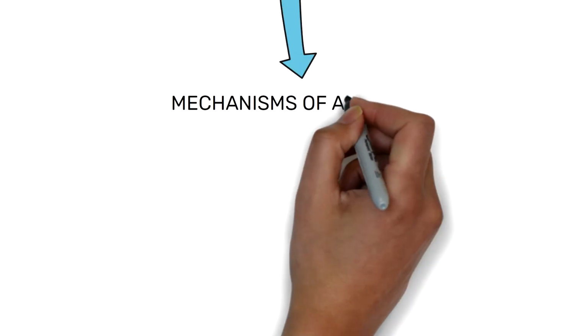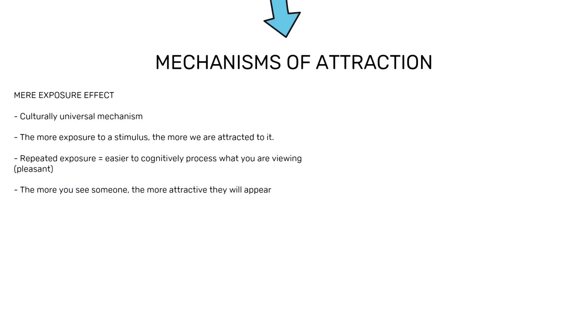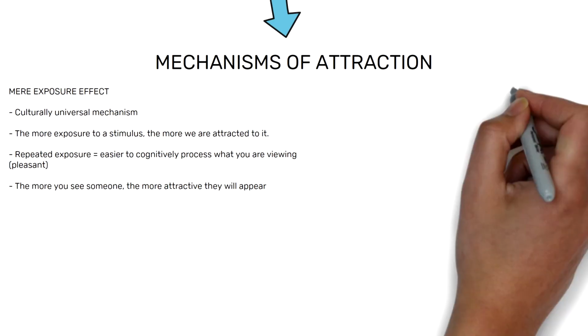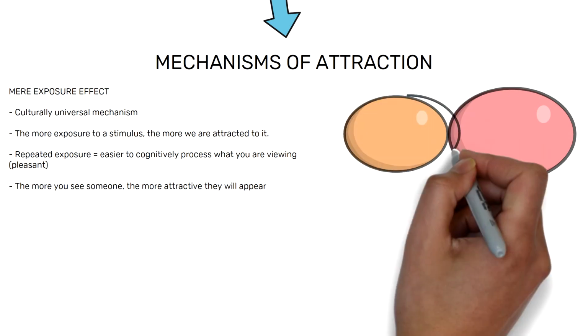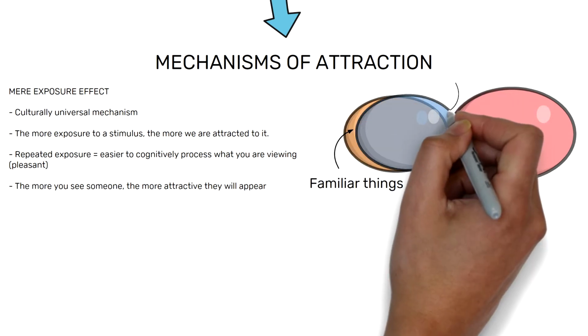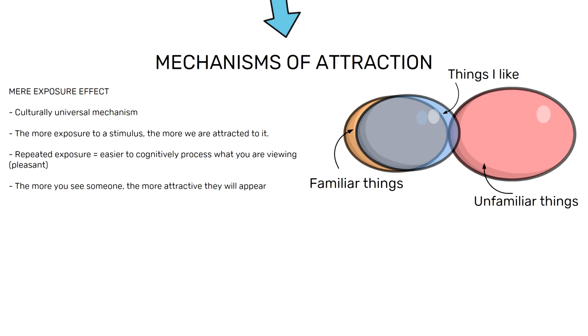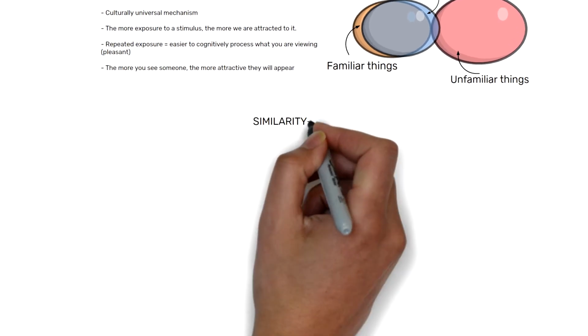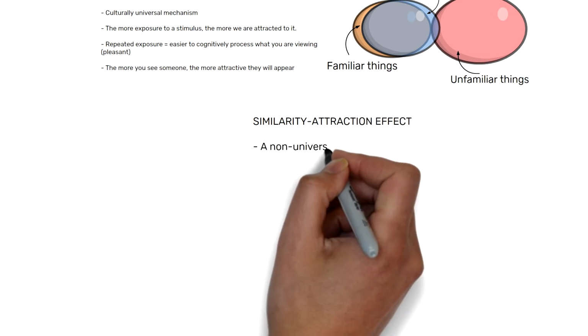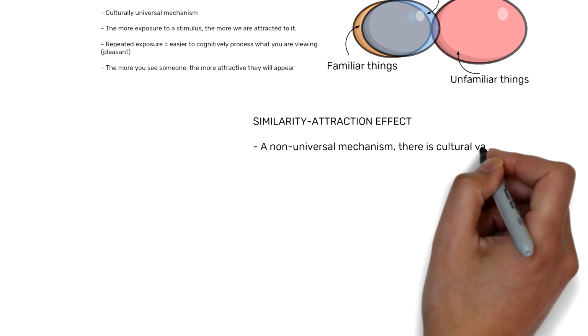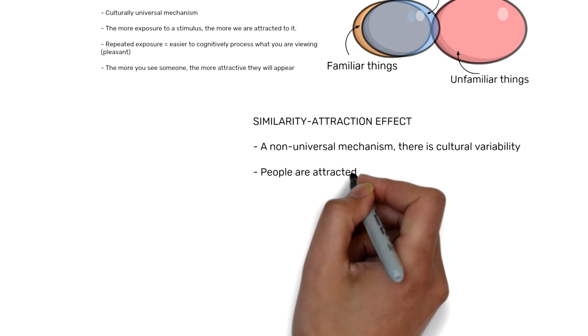There are two mechanisms of attraction. The mere exposure effect. This is a culturally universal mechanism whereby the more we are exposed to a stimulus, the more we are attracted to it. If we keep being exposed to something, it becomes easier to process, and this is pleasant. And the similarity attraction effect. This is a non-universal mechanism whereby people are attracted to others if they share many similarities.